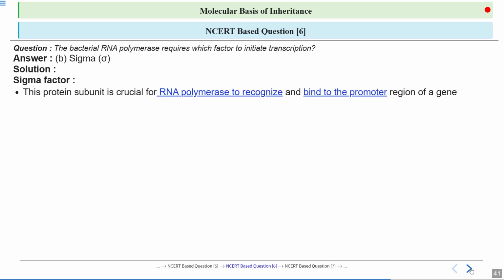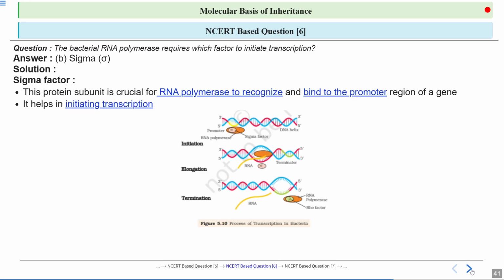This protein subunit is crucial for RNA polymerase to recognize and bind to the promoter region of a gene. It helps in initiating transcription. So this protein subunit is important for RNA polymerase to recognize and bind to the promoter region of the gene, and that's how transcription begins.